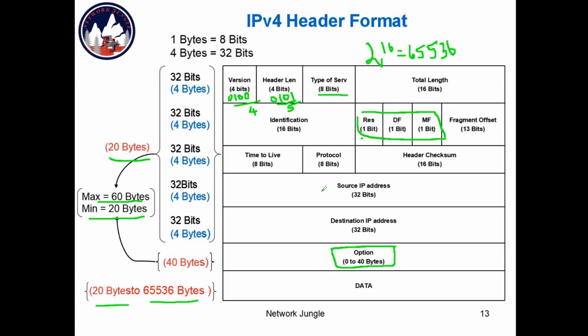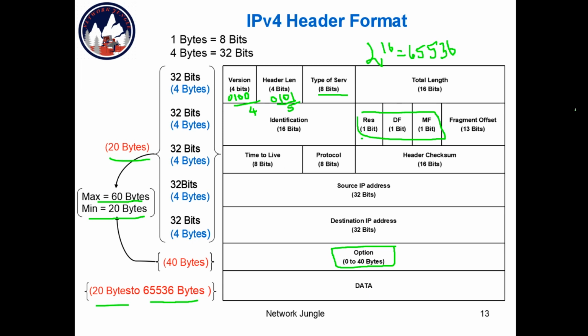Then 4th row. So the 4th row consists of 32-bit address. It is the source IP address who transmit the data. Next one is the destination IP address. It will also cover the 32-bit address. So who is the destination? So finally data.